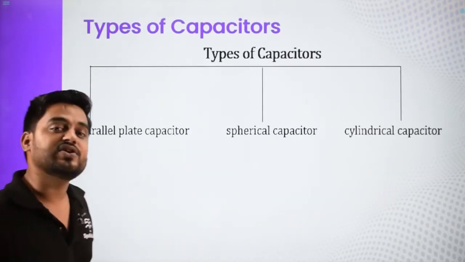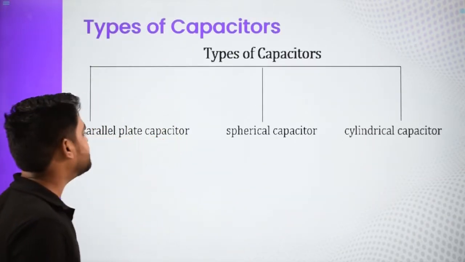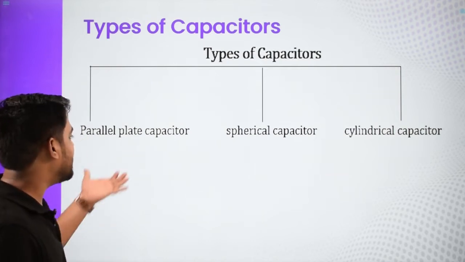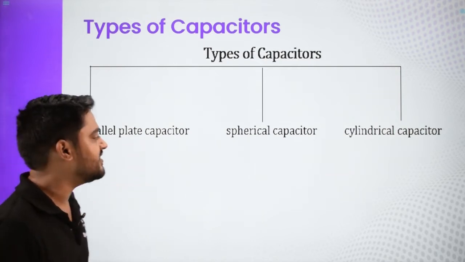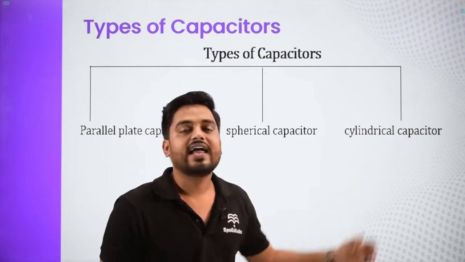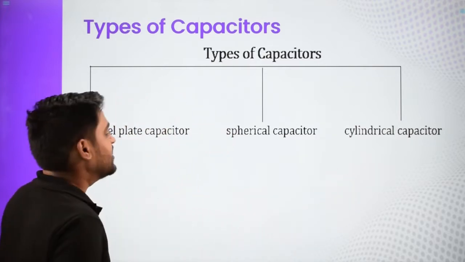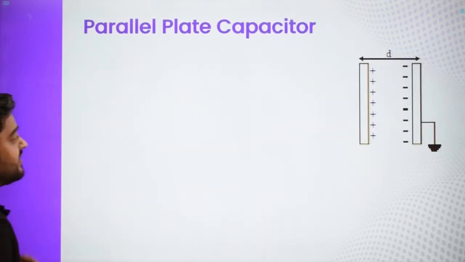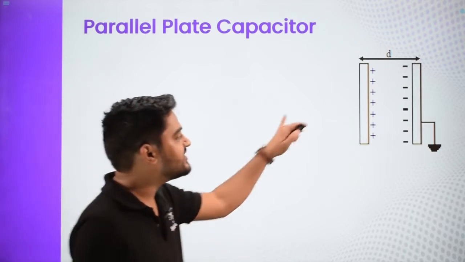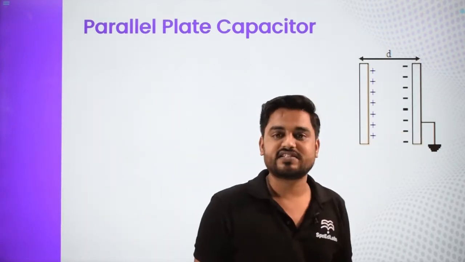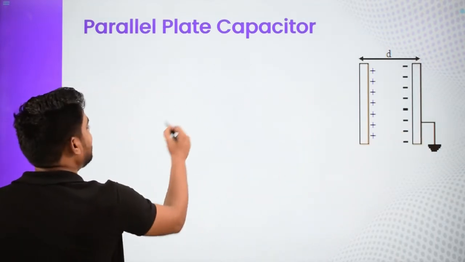Next is types of capacitors. We have 3 types of capacitors. First is the parallel plate capacitor, next is the spherical capacitor, and last is the cylindrical capacitor. So let us discuss the parallel plate capacitor first. This is a parallel plate capacitor. So we have 2 parallel plates like this.